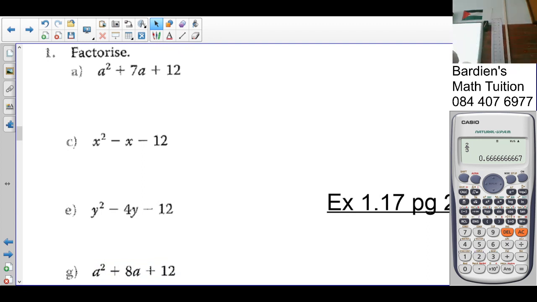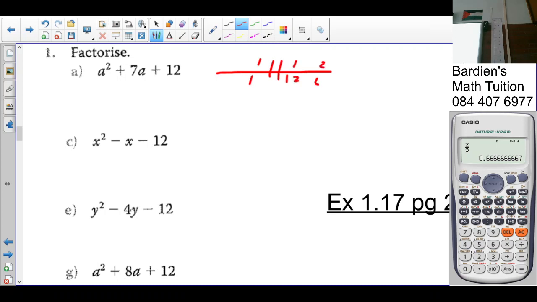Okay, the first one is a squared plus 7a plus 12. So on the product line goes 1 and 1, 1 and 12, 2 and 6, 3 and 4. At this point I know some of you can already see it's 3 and 4. But for tomorrow's lesson, we need to know the rules as we are doing it. Please follow through with the rules, otherwise we're going to have problems tomorrow.